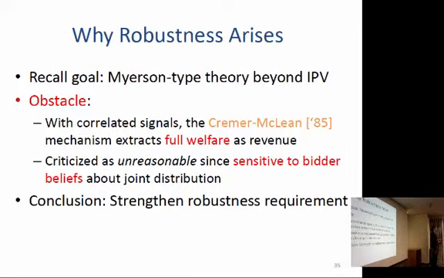It makes the bidders participate in really high-stake bets on what the other bidders' reports are going to be. And so their willingness to participate really depends on what they believe about the other bidders' signal distribution. This sensitivity has been criticized, and the conclusion is that you might want to strengthen the robustness requirement.